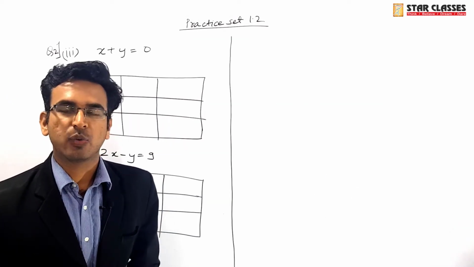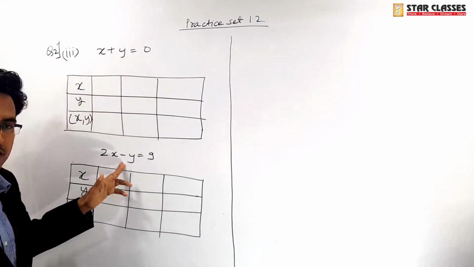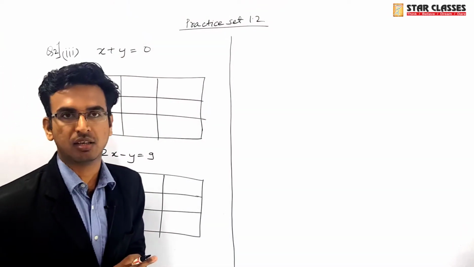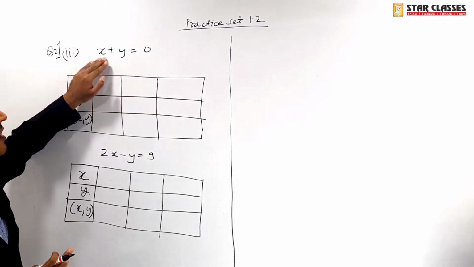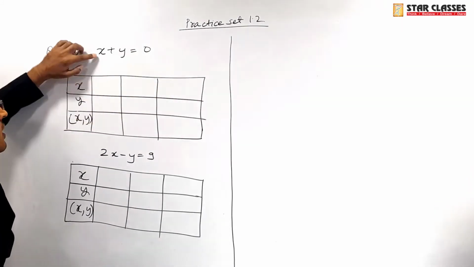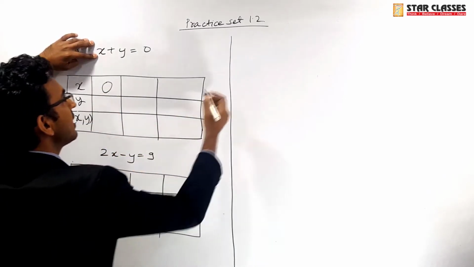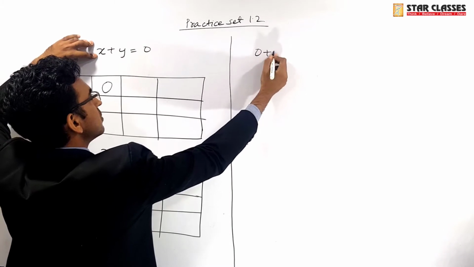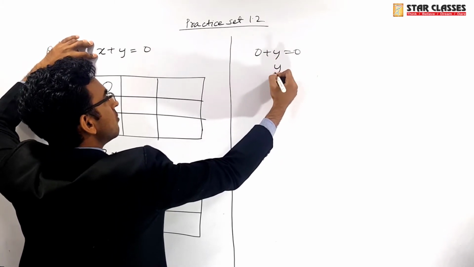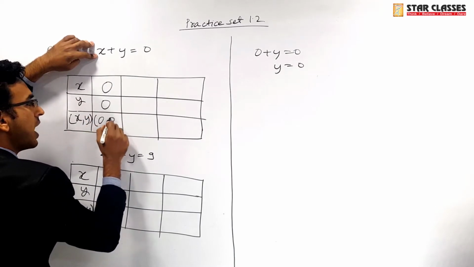Now let us solve the third question. We have to solve these two equations using the graphical method. Okay. So this is your first equation, x plus y is equal to 0. Now let us take any value of x. Let us take x as 0. So if I take x as 0, it will become 0 plus y is equal to 0. So y will become 0. The values will be 0 and 0.